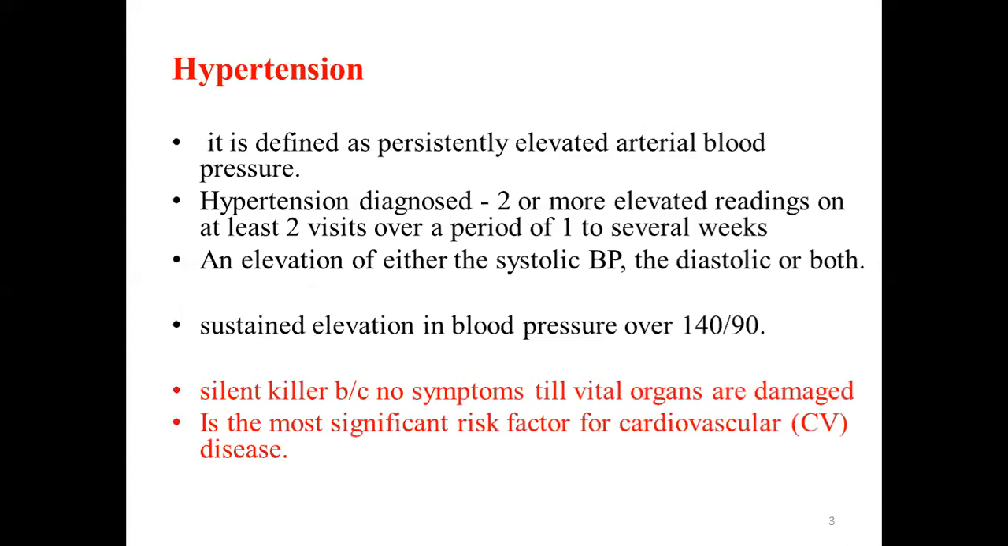disorder. So hypertension is defined as persistently elevated arterial blood pressure. Most of the time, in order to come up with a diagnosis of hypertension, we need to have at least 2 or more elevated readings on blood pressure, at least 2 visits or over a period of 1 to several weeks. So if you encounter an elevated blood pressure within a single measurement, you can't say the patient is actually having hypertension.